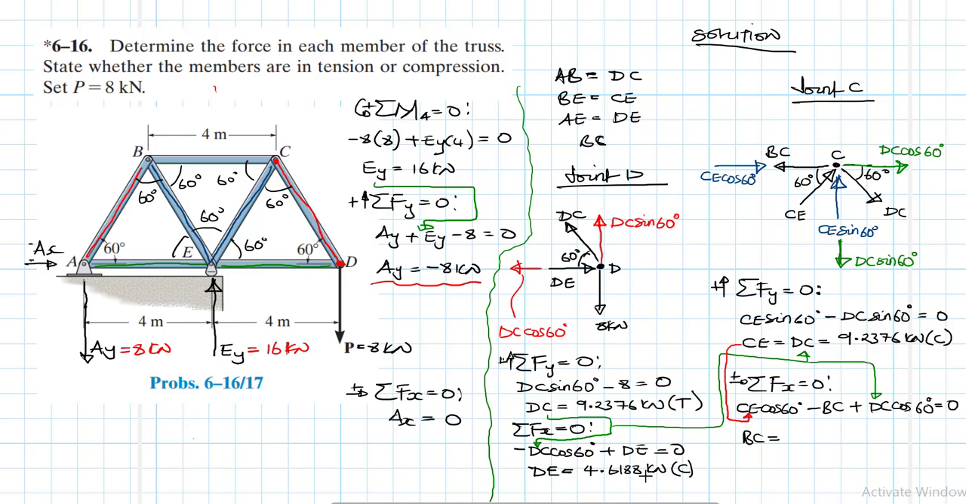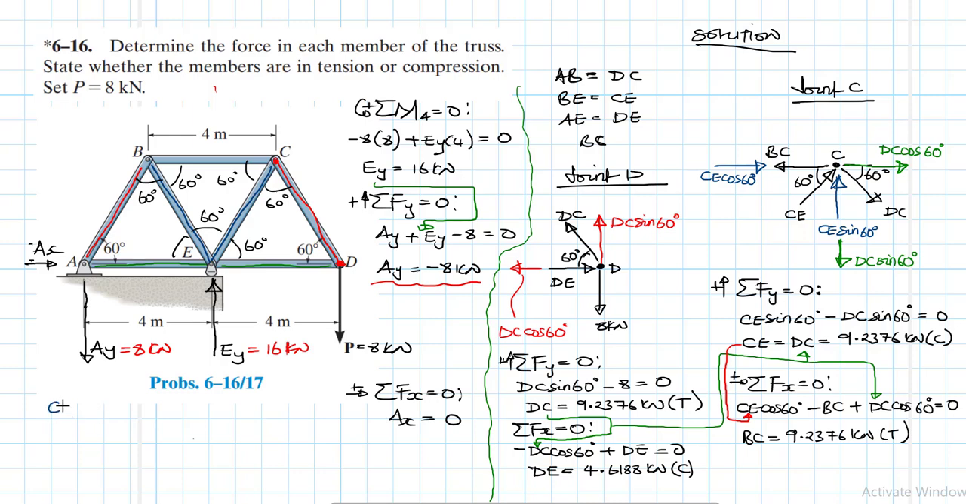Making BC subject of the formula, BC is 9.2376 cos 60 plus CE is also 9.2376 cos 60. What we find is 9.2376 kilonewtons, and BC is in tension. Alright, so we found this, so it means we are done. We can now write down the information here.